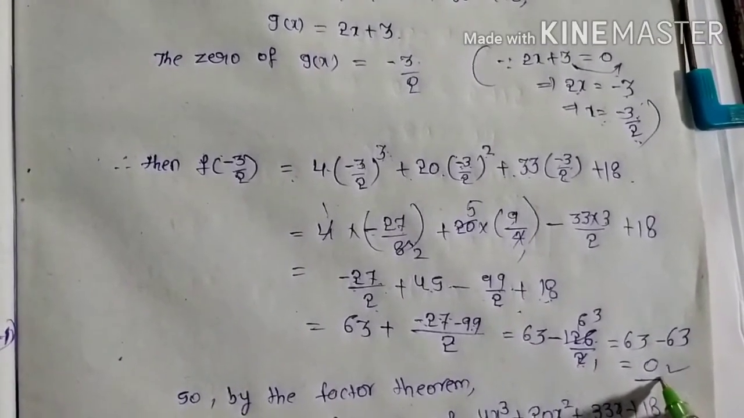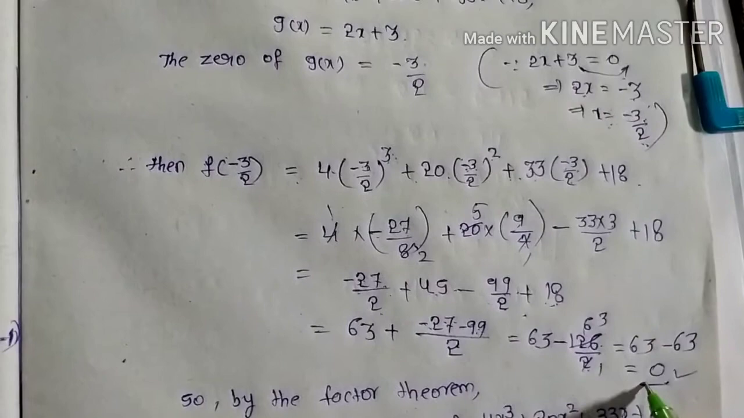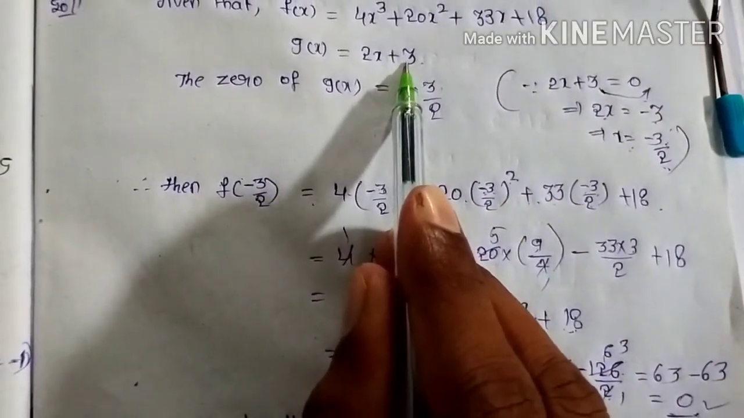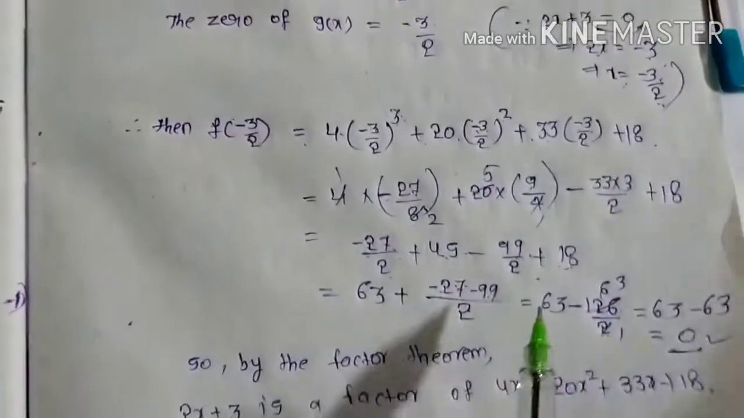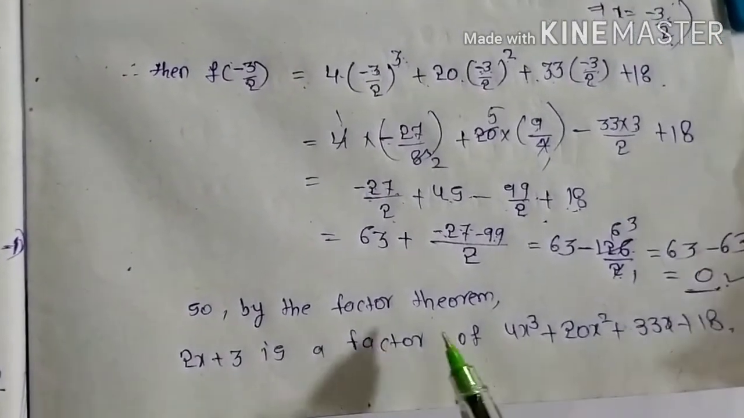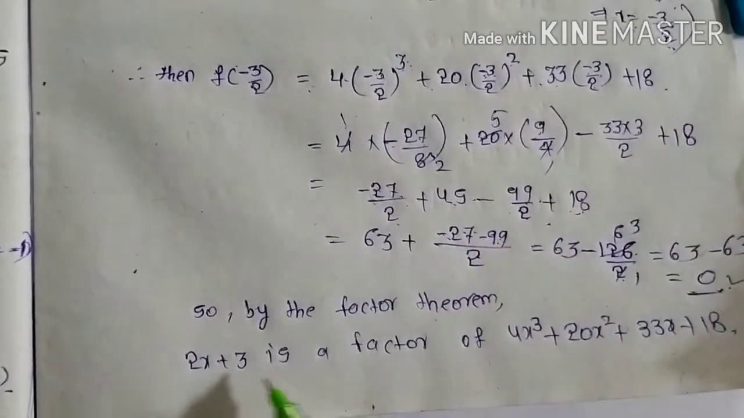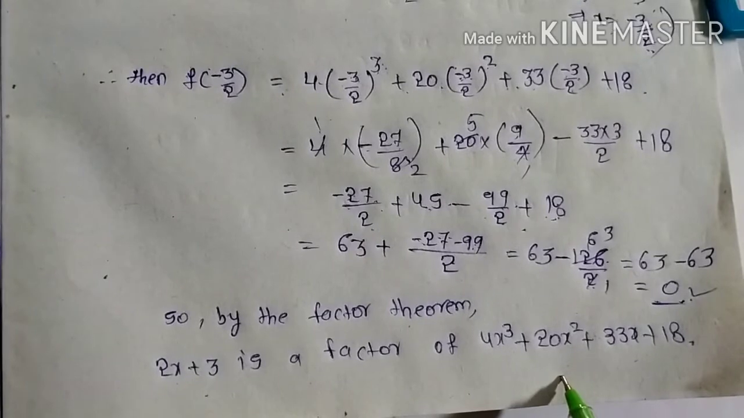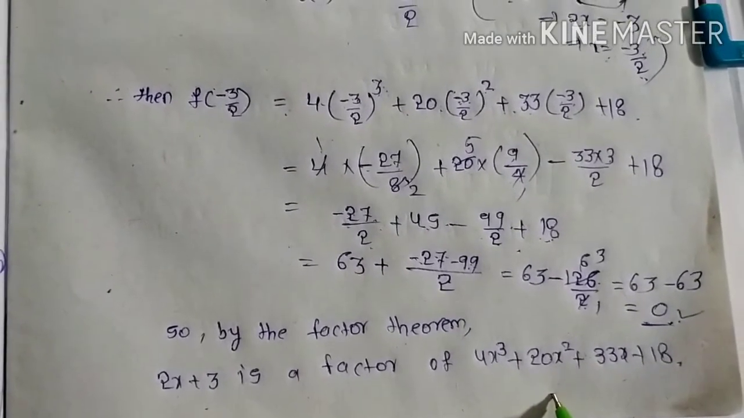Already you know that by the factor theorem, if the remainder is equal to 0, that means 2x plus 3 is a factor of the given polynomial. Yes? You are getting the remainder equal to 0. So I have written here: by the factor theorem, 2x plus 3, that means g of x, is a factor of 4x cube plus 20x square plus 33x plus 18.